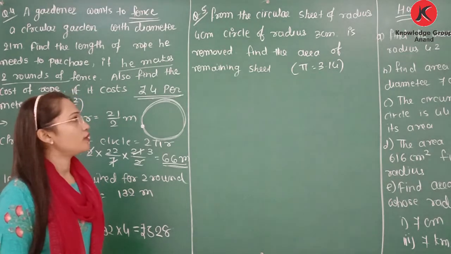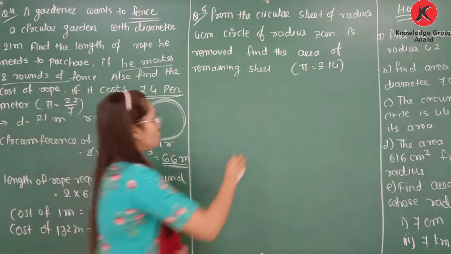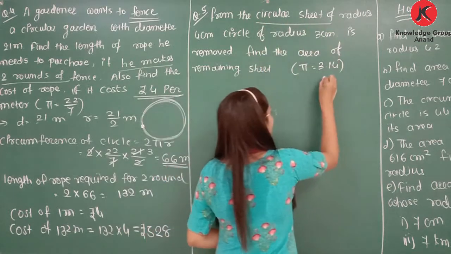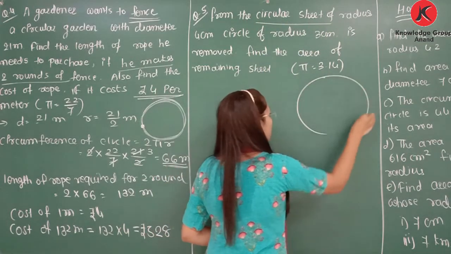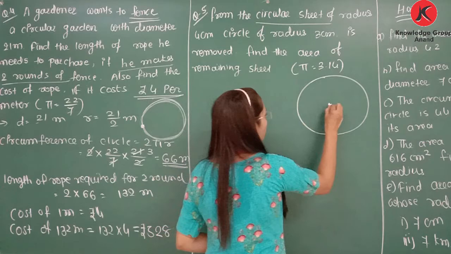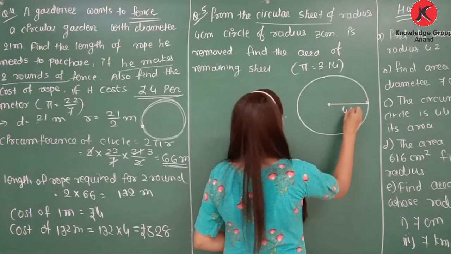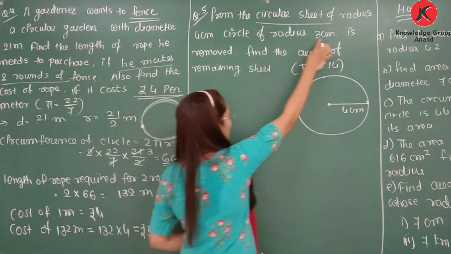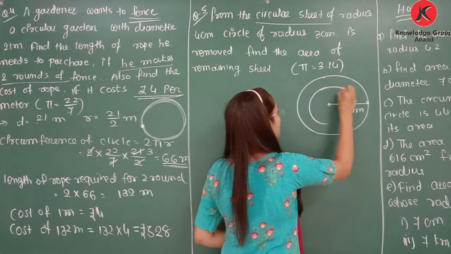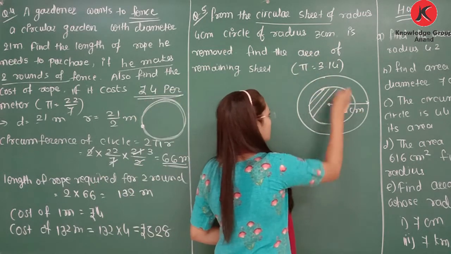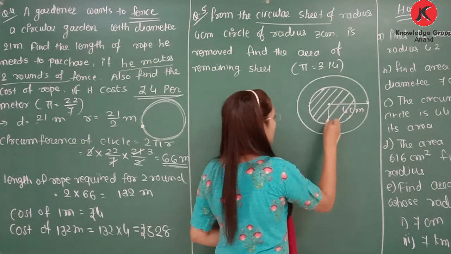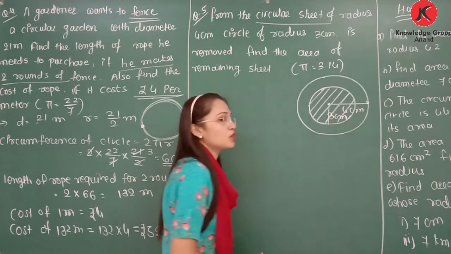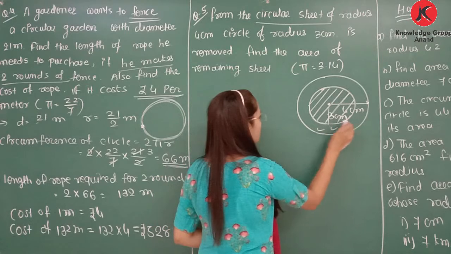Now next one. From the circular sheet of radius 4 cm, a circle of radius 3 cm is removed. Find the area of the remaining sheet. So one circular sheet is given. Let's take this is a circular sheet of radius 4 cm. From this circle we removed a circle of 3 cm. So we removed this circle which has radius 3 cm. So what is the area of this one?